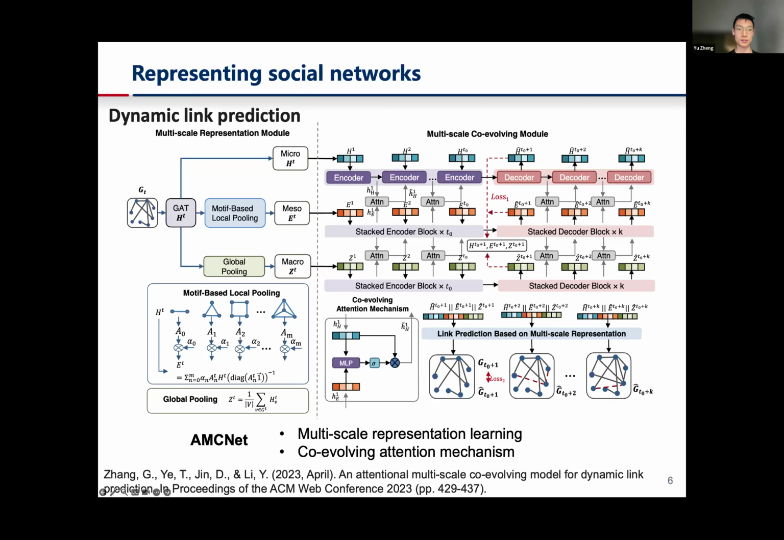And it also incorporates a hierarchical attention-based mechanism as the co-evolving attention mechanism to build connections between the learning processes of different scales by using higher scale representations to guide the learning process of the lower scale representations. And finally, these representations from different structure scales are jointly leveraged to predict future links between 2 nodes.